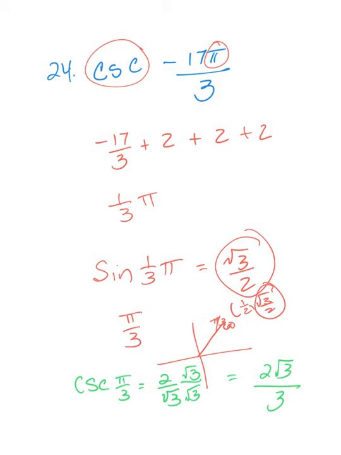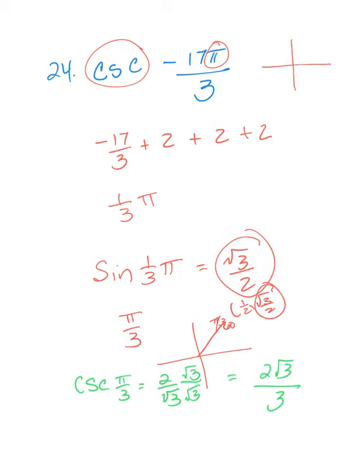Number 24, first of all, it's cosecant, so I've got to focus on the sine. But I've got a negative 17/3 pi, which is not on my unit circle, so I have to add 2 to it until I get a positive number that's on my unit circle. Then I find the sine of that positive number because the cosecant is the flip of the sine. Once I find the sine of it, I flip it. Oh my gosh, when I flipped it, I got a radical in the basement. So I've got to get the radical out of the basement, so I multiply it by root 3 over root 3 and let the math take me there. 2 times root 3 is 2 root 3. Root 3 times root 3 is 3.